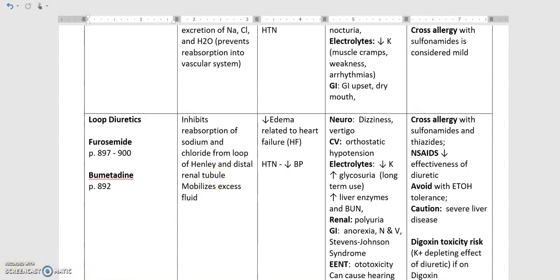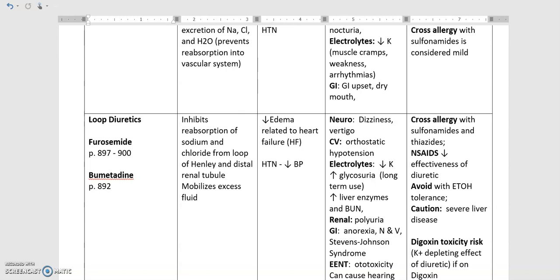The loop diuretics inhibit reabsorption of sodium and chloride from the loop of Henle and the distal renal tubule. They mobilize excessive fluid to be excreted. Furosemide and bumetanide are the 2 examples chosen from this class of drugs. They are prescribed to patients with heart failure to help decrease edema and for patients with hypertension to decrease the blood pressure.